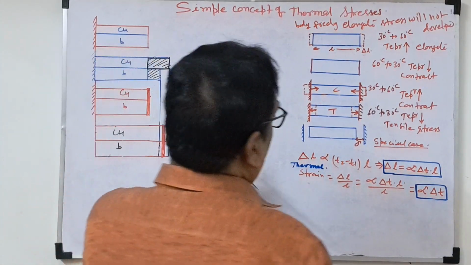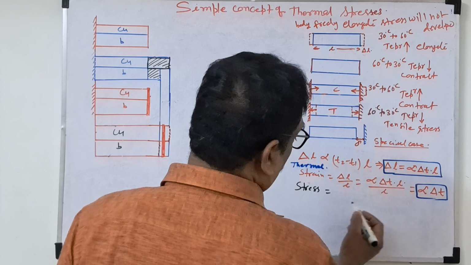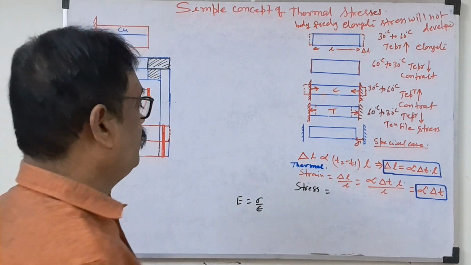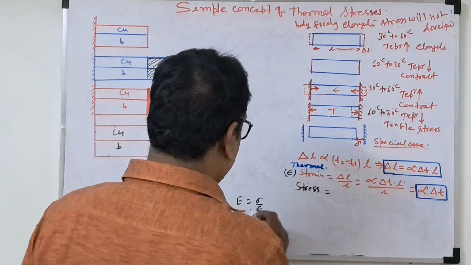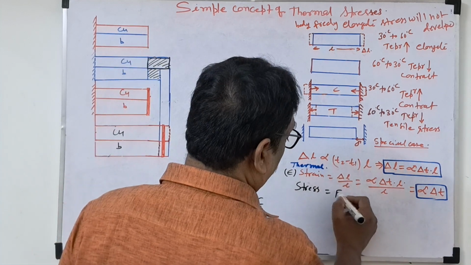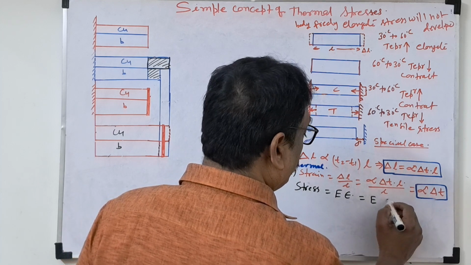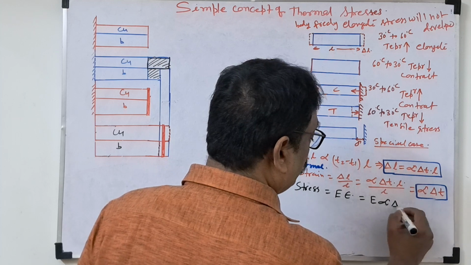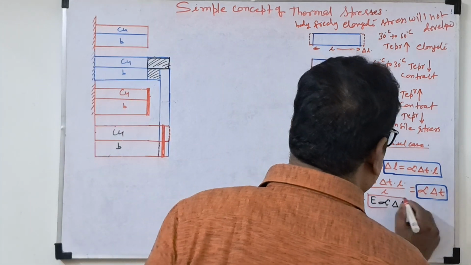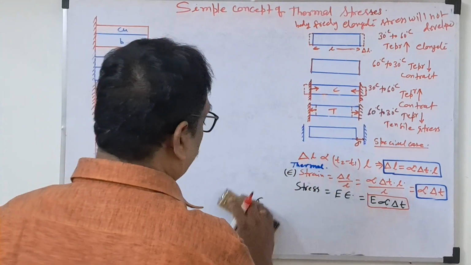Now stress. How do we write the formula for the stress? We already know Young's modulus equals stress by strain. So stress equals Young's modulus into strain. What is the strain? It is alpha, the coefficient of linear expansion, into delta T. So stress equals E alpha delta T. This is the formula for the stress. If you remember these two formulas, you can solve thermal stress problems, whatever problems come.